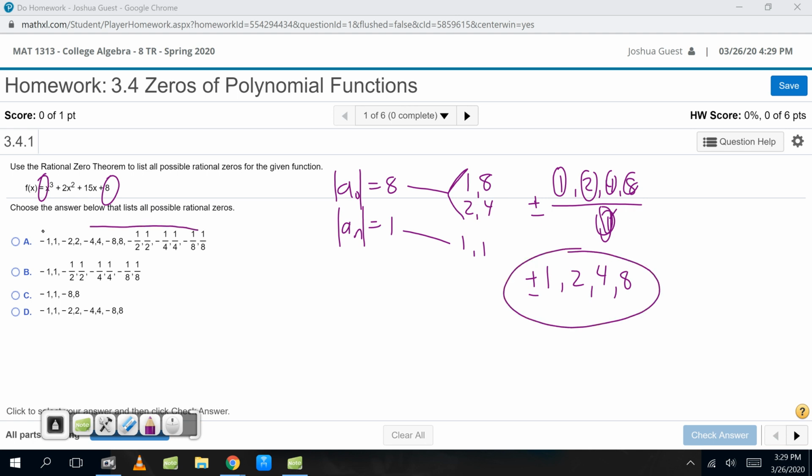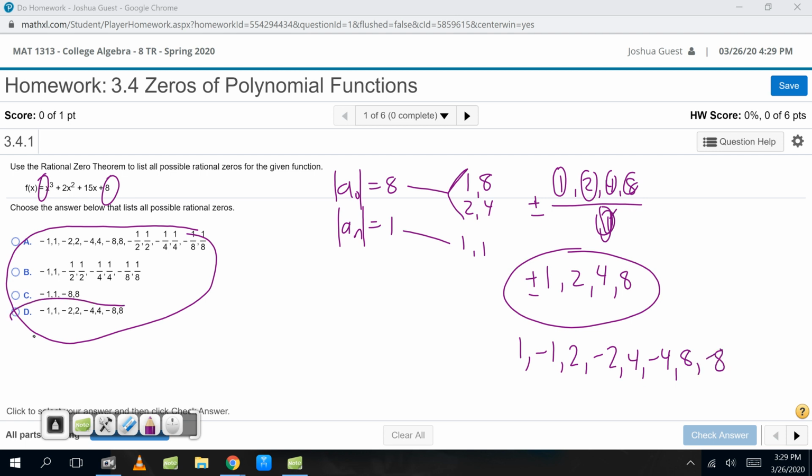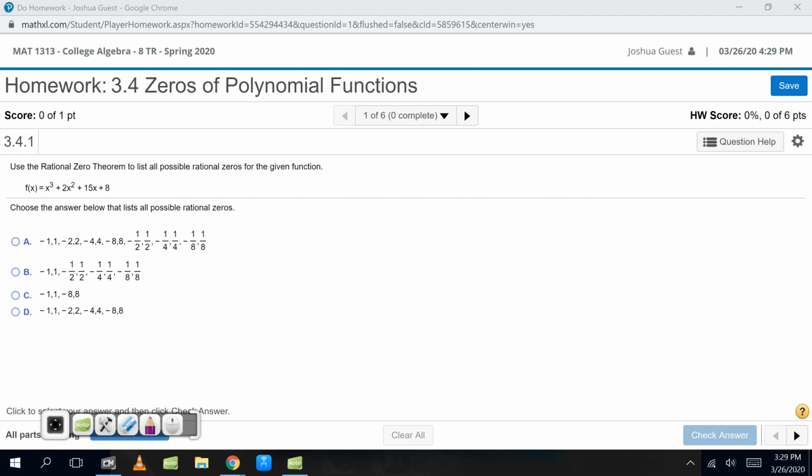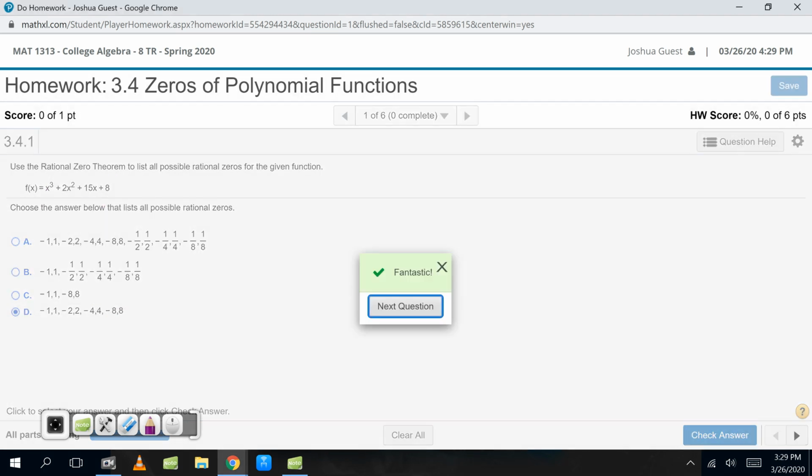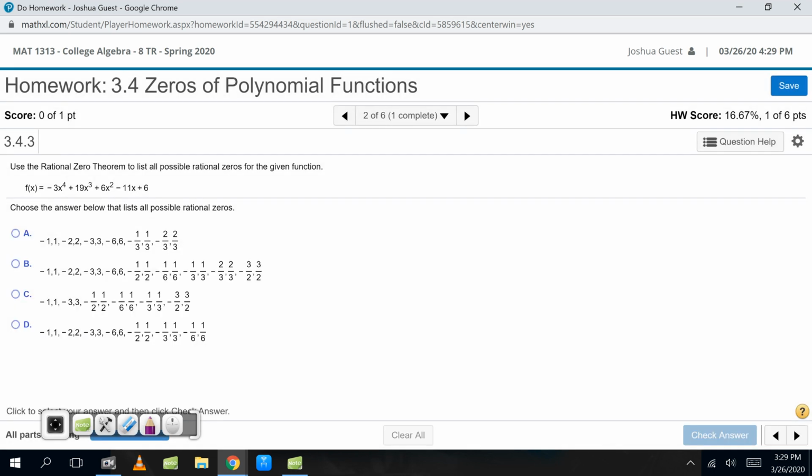However, they don't have that over here anywhere. So I say I have plus or minus: 1 and negative 1, 2 and negative 2. That's what plus or minus means. 4 and negative 4, 8 and negative 8. So this one right here is going to be D. Let's go in here and choose D. Check answer. Bingo. Look at that.